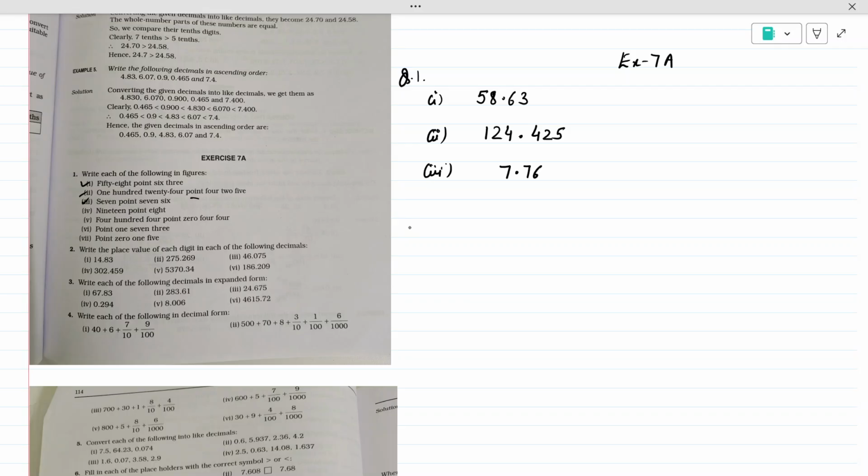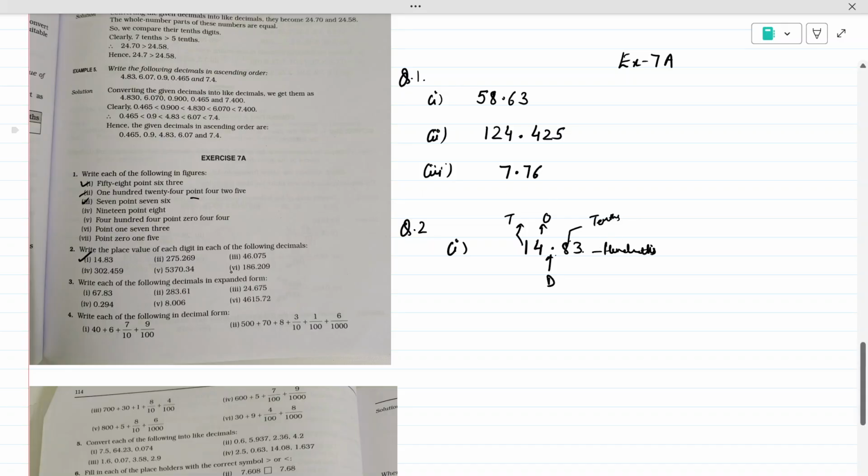Now next one is question number 2, where we write the place value of each digit in each of the following decimal numbers. Let me pick the first question here. We have 14.83, and we have learned in the place value chart that 4 is at 1's place, 1 is at 10's place. This is a decimal point, and now I'm writing this as D. 8 is at 10th place and 3 is at 100th place. So these are the places, right?